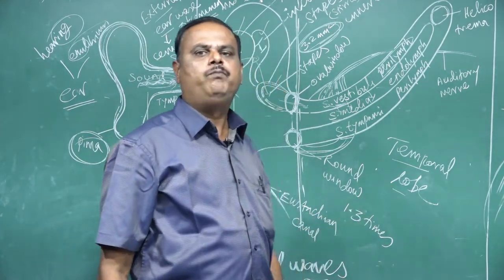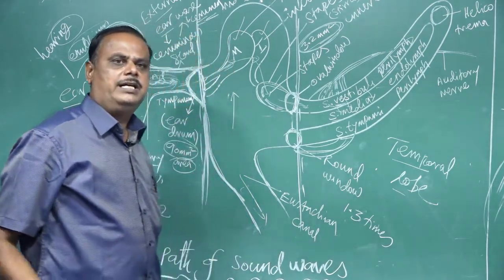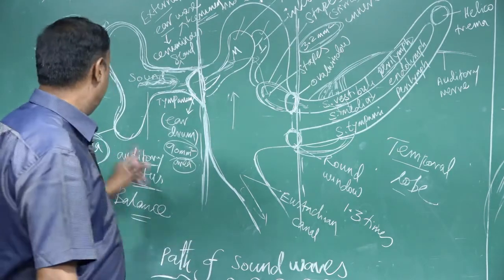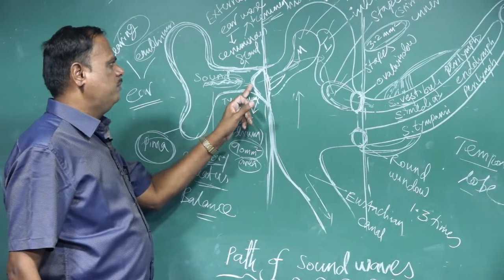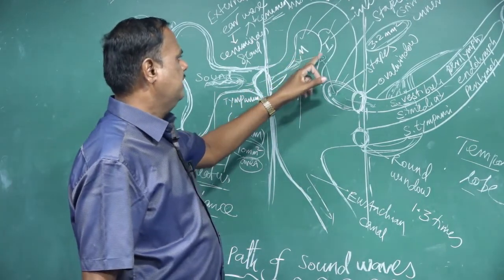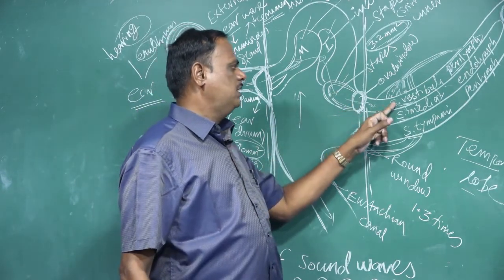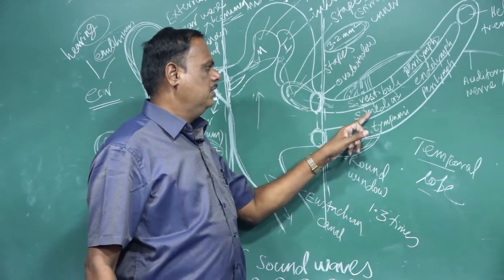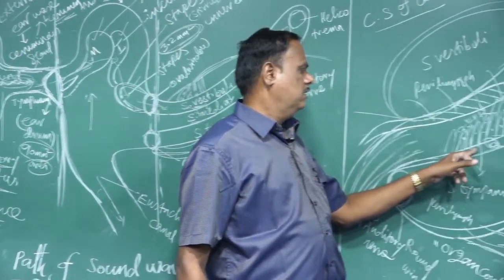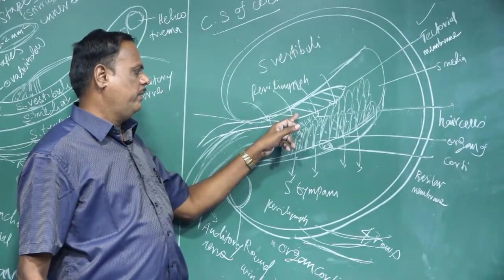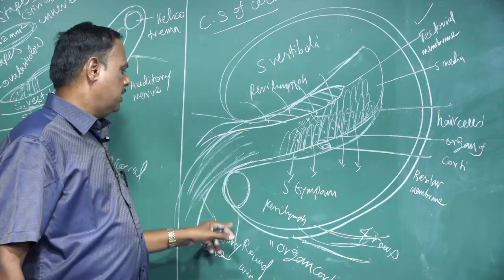This is the role of the ear, or the mechanism of the ear. The correct route of the mechanism of hearing: pinna, auditory canal, tympanic membrane, malleus, incus, stapes, oval window, scala vestibuli, scala media. In the scala media are the basilar membrane, hair cells, and tectorial membrane, then scala tympani, then round window.